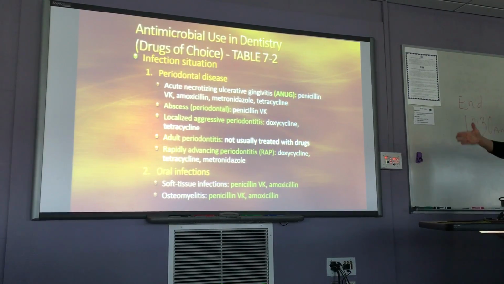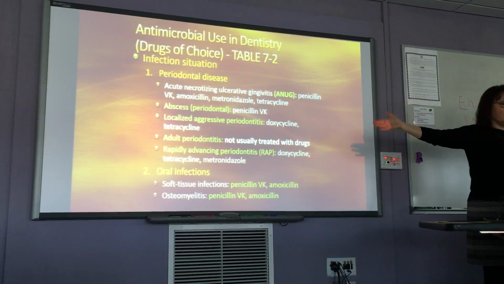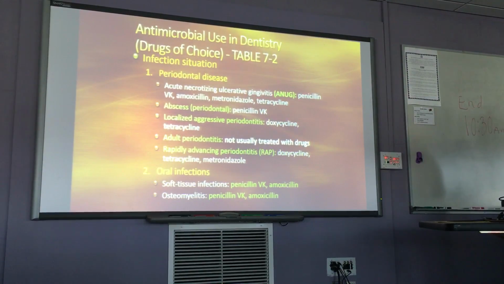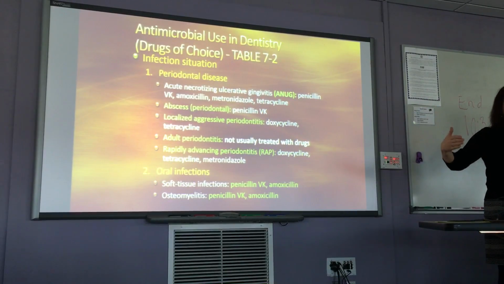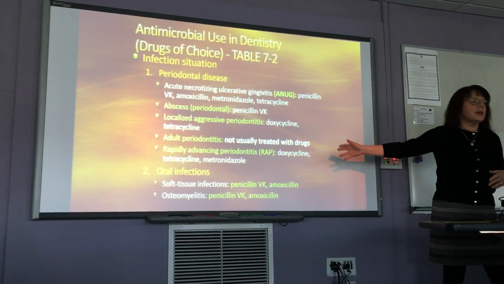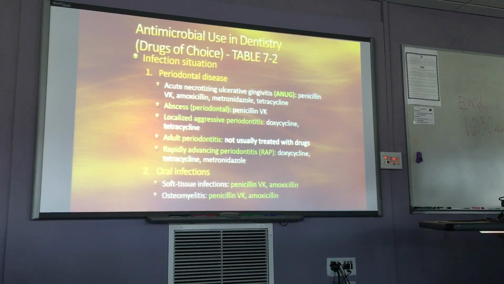Rapidly advancing periodontitis, okay, just like the localized aggressive, something that's been going very quickly in a very short period of time, may be treated with some of those bigger guns, which is going to be your broader spectrum or your stronger antibiotics, which would be like the doxycycline, tetracycline, or metronidazole. Again, we'll talk about those.